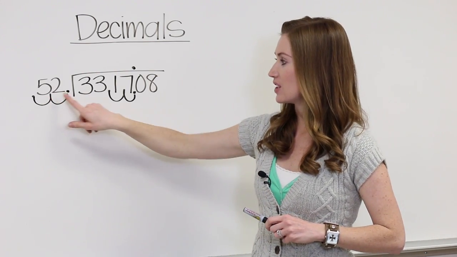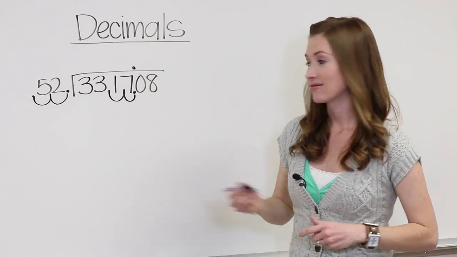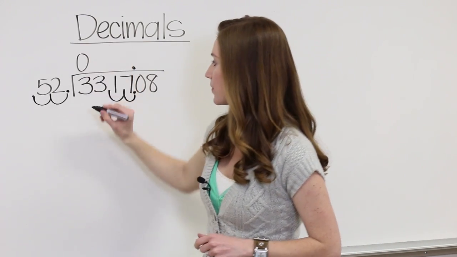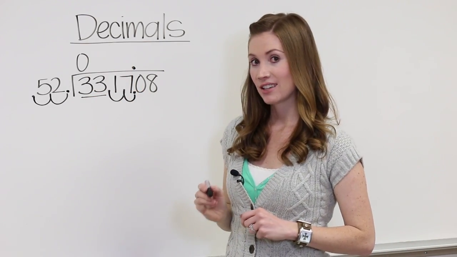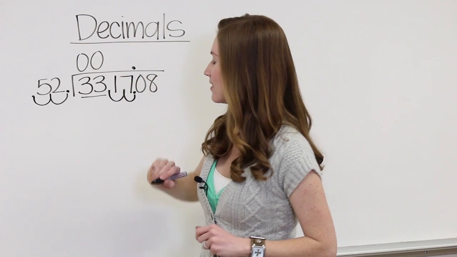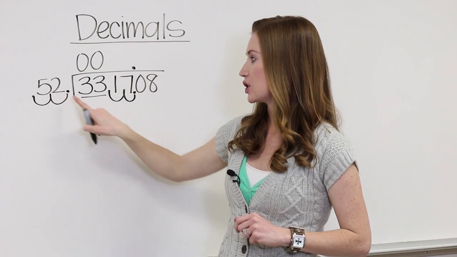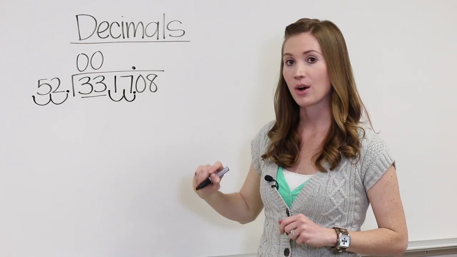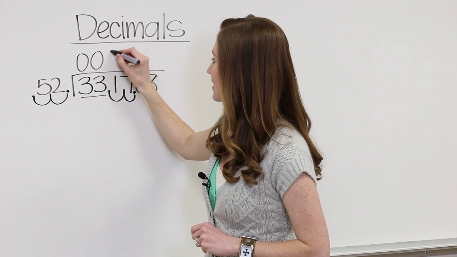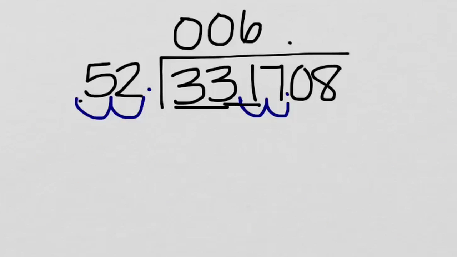How many times can 52 go into 3? 0. What about 33? 0 again. How many times can 52 go into 331? 6 times. 6 times 2 is 12. We write the 2, carry the 1. 6 times 5 is 30, plus 1 is 31.